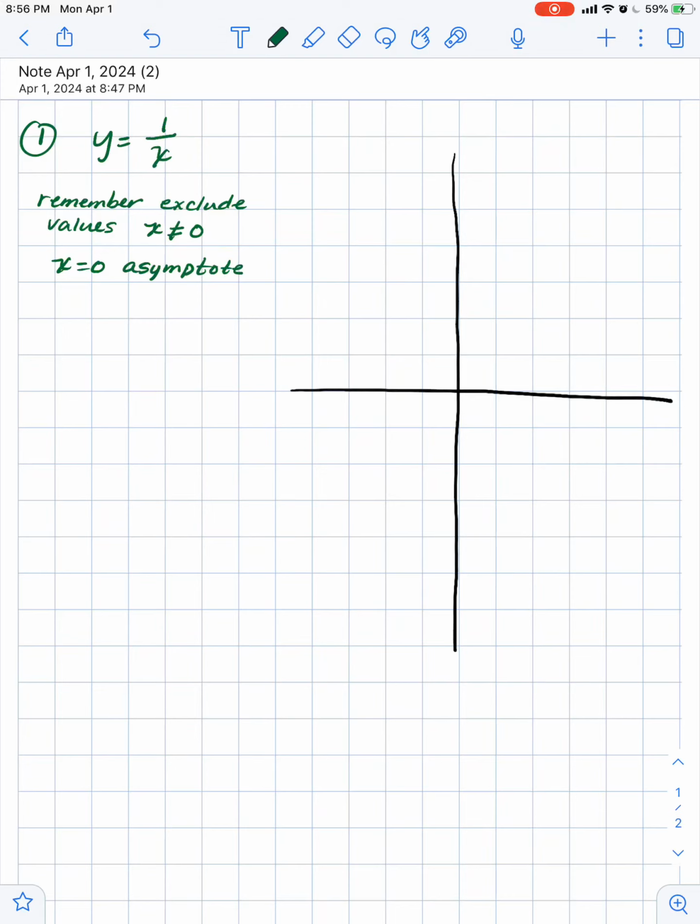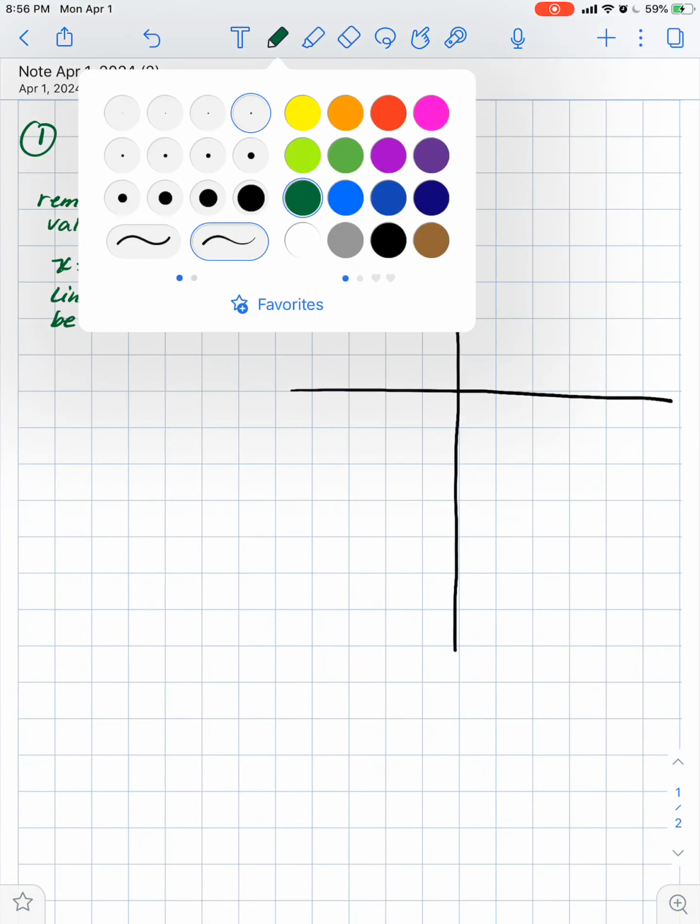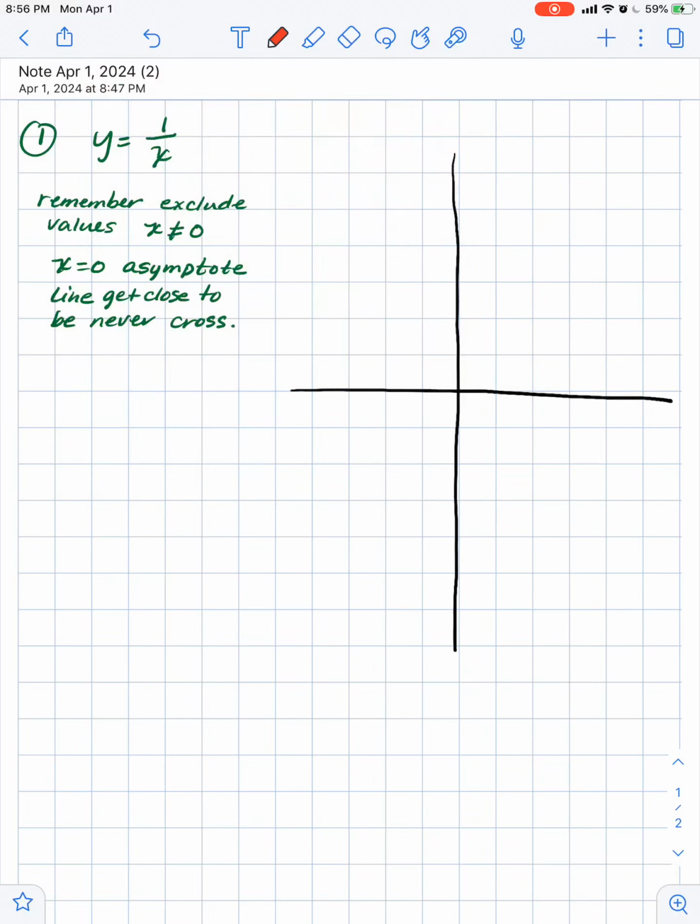Okay, the definition of an asymptote is a line that our graph is going to get closer and closer to without crossing. So a line that we're going to get close to but never cross. And we use those a lot when we're doing rational equations. So we're going to go ahead and draw that in. I'm just going to use red so you can see it.